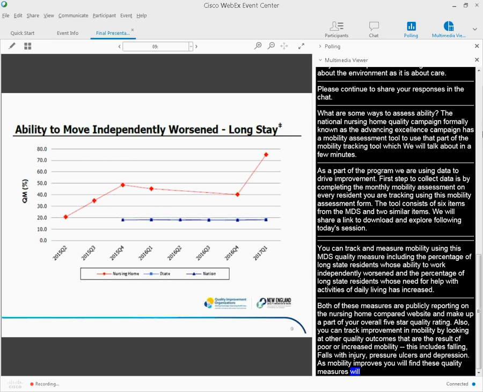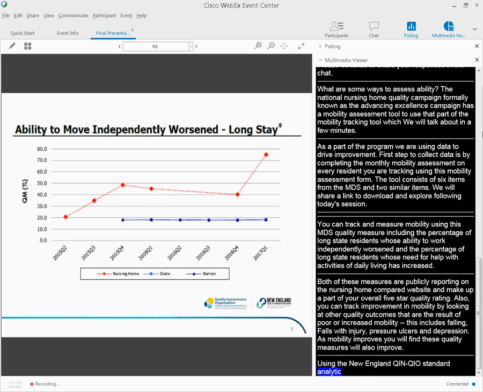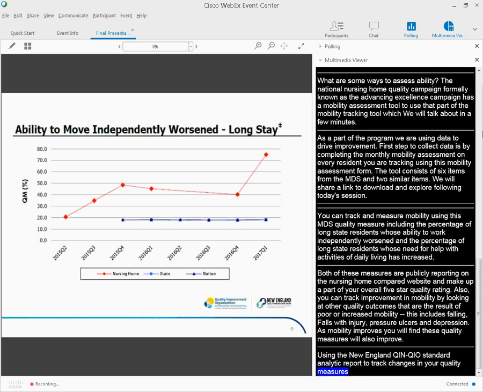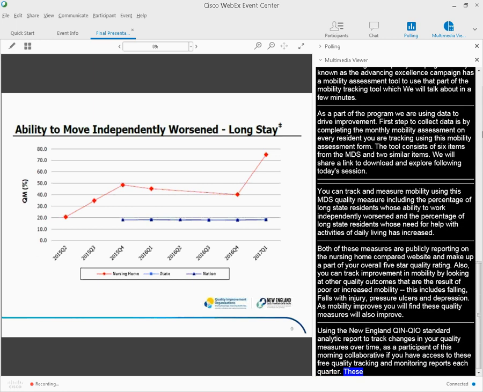Using the New England QIN-QIO's Standard Analytic Report to track changes in your quality measures over time, as a participant of this learning collaborative, you have access to these free quality tracking and monitoring reports each quarter. These reports track each quality measure over time, as you can see from this sample chart for this measure.